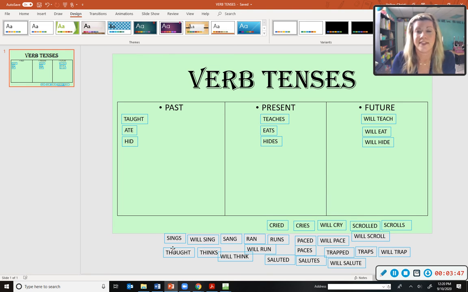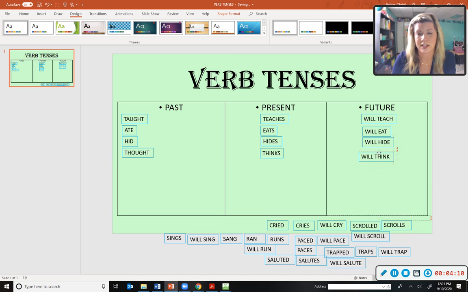Okay. If my verb is think, what would be the past tense of that? If you're thinking the word thought, then you're correct. Thought is past tense. Thinks would be present tense. That means you're doing it right now. And will think in the future. So again, we have will put in front of the verb to make it future tense.